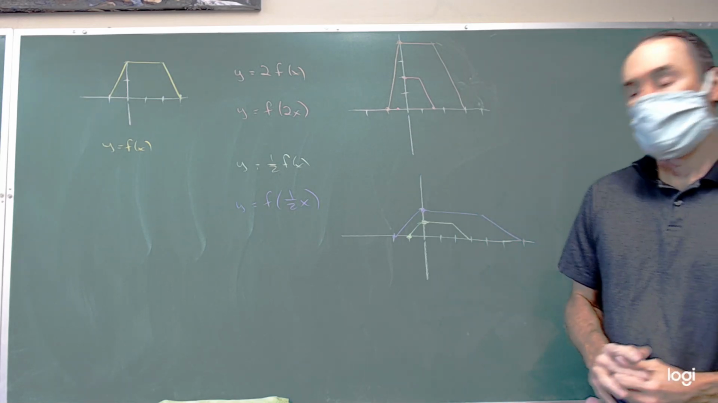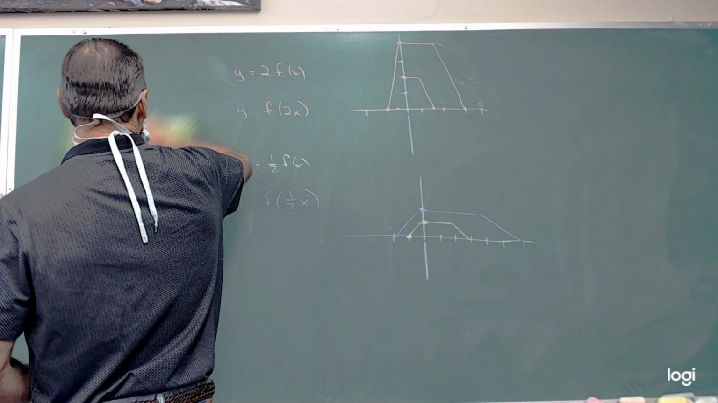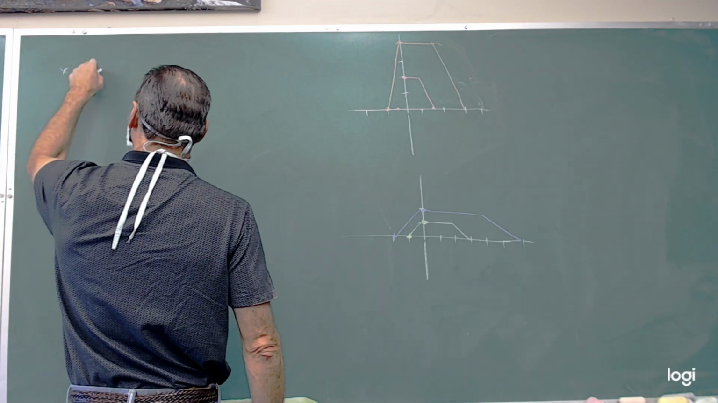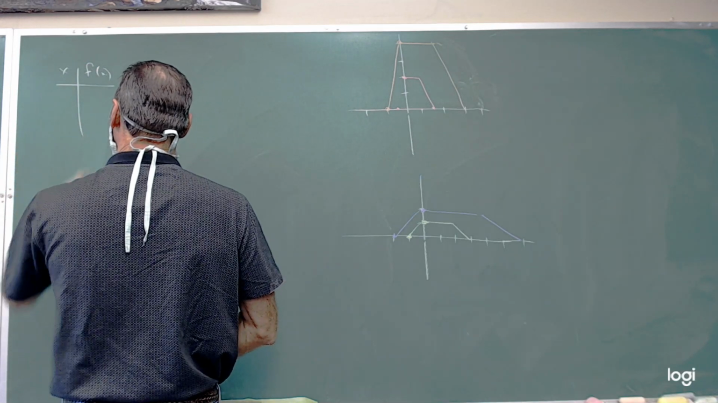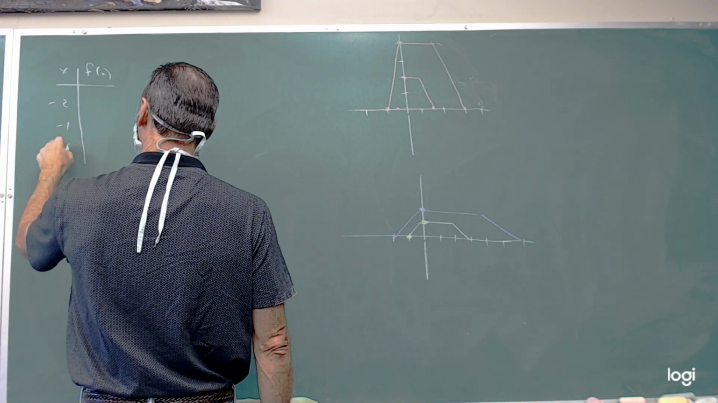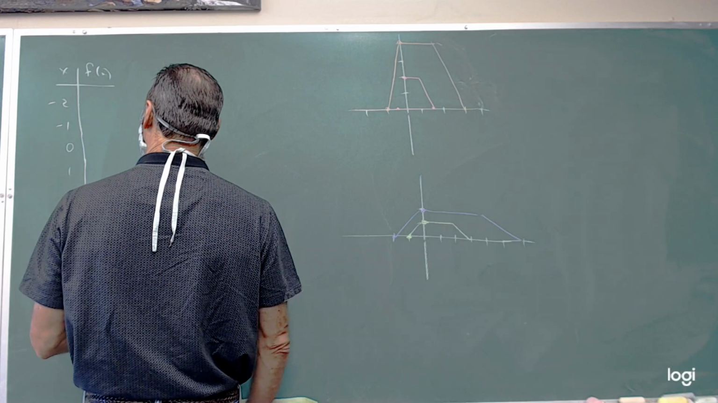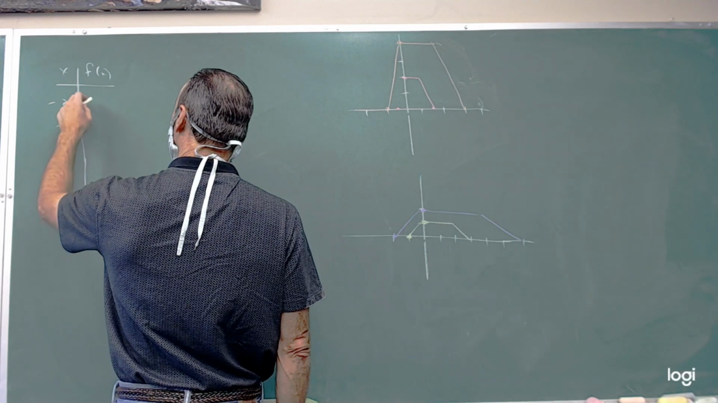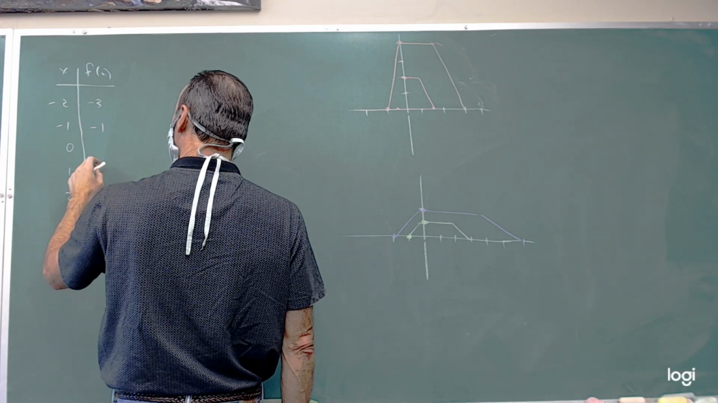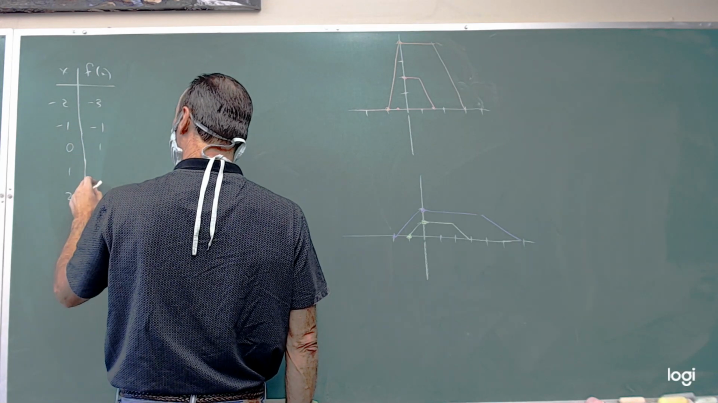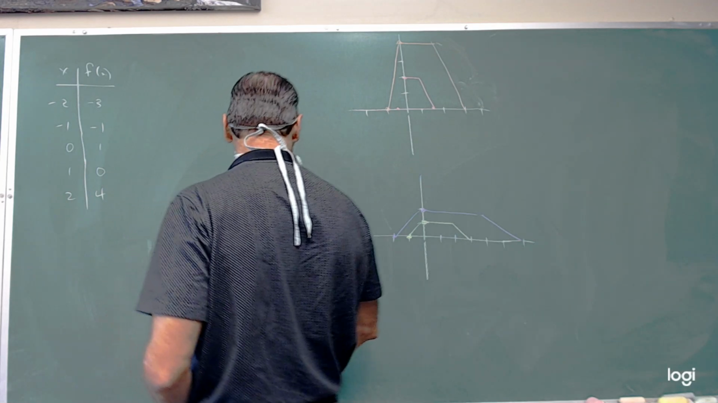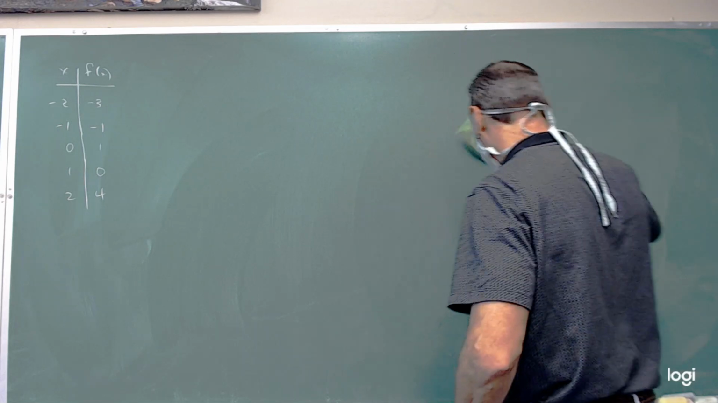Okay, so let's look at a table of values and see what this is going to do on a table of values, a numerical function. So here is going to be our x and our f of x. So let's say we're going to go -2, -1, 0, 1, and 2. And we'll just make up some random points here, say -3, -1, +1, 0, and 4. So here are the values of our function.